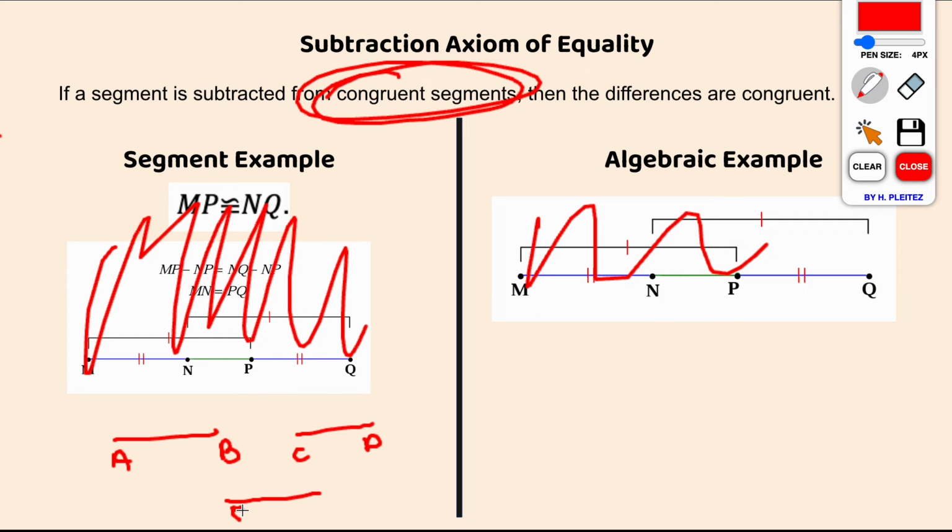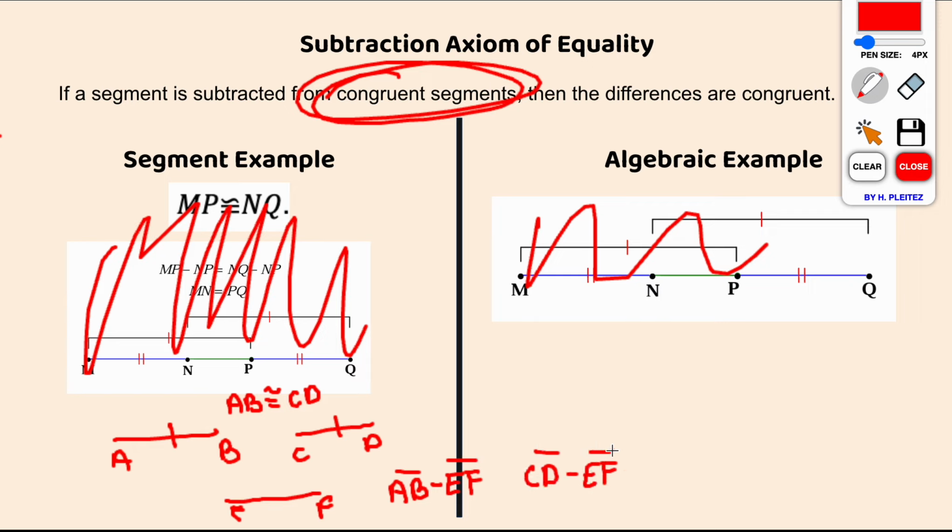So this is going to be the same diagram as our segment addition. Now, what this says, again, let's say we're starting with AB being congruent to CD. So I know these two are congruent. Now, what the subtraction axiom of equality is saying is, if I take AB and I subtract EF, that's going to be the same exact value if I took CD and subtracted EF.